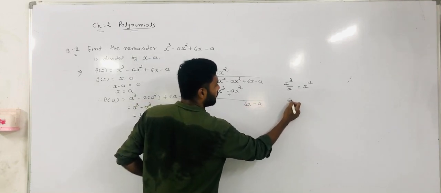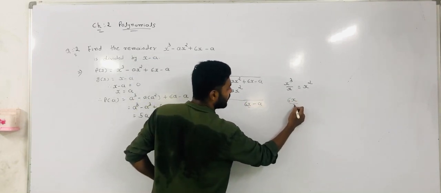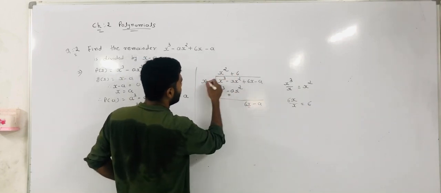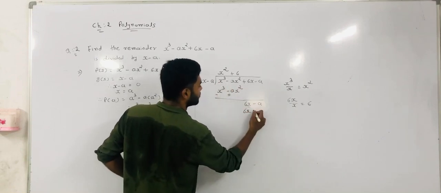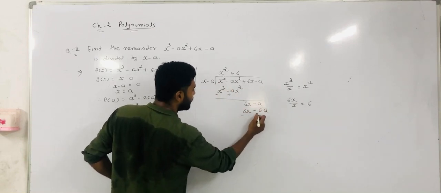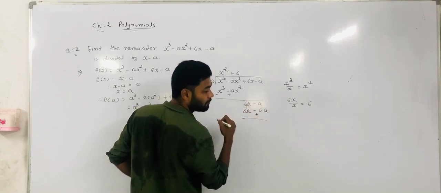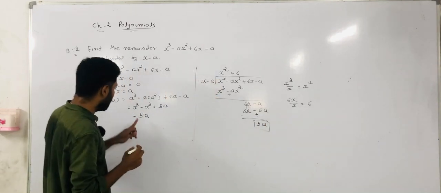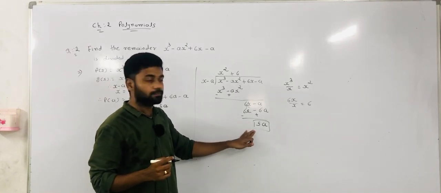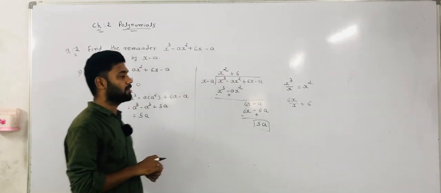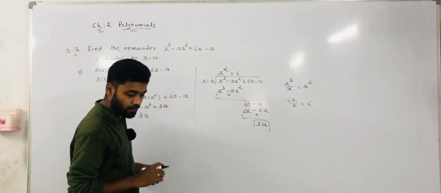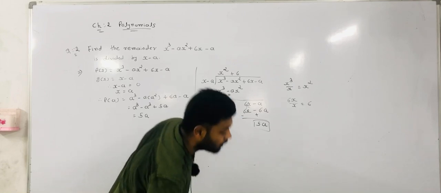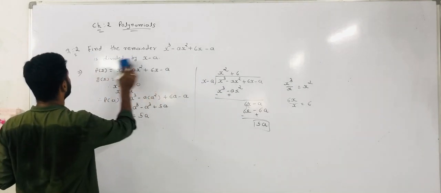Same, first term 6x divided by the first term of the divisor x, you will get 6, so plus 6, so you will get 6x minus 6a. Minus plus 6x will be cancelled out, minus a plus 6a, so you will get 5a. See, the remainder is 5a in both cases. This is the quotient, that is x square plus 6. So this way you find the remainder by using the long division method as well as using the remainder theorem. Clear? Then question 3.